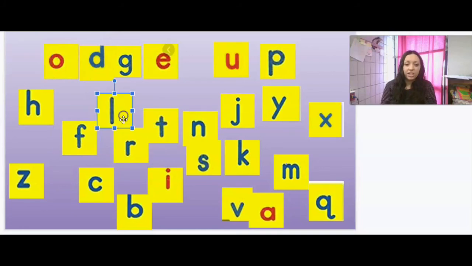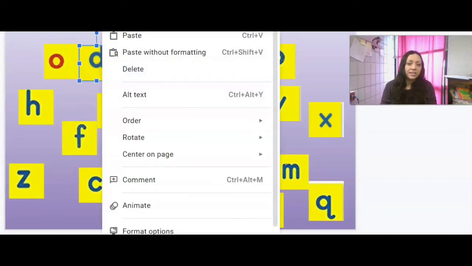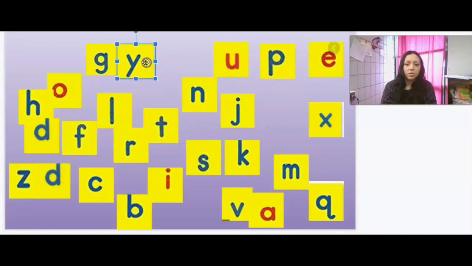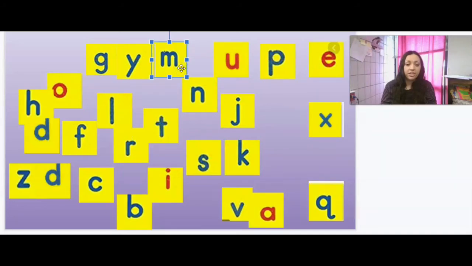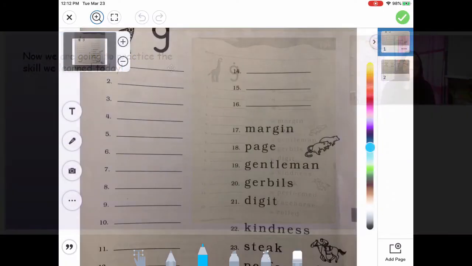What if I change it to an N? What would that be? You could even make a silly word. Nodge. Good job. What if I wanted to take another D and put it at the front of it? Now I have dodge, dodge. Very good. All right. And if I put G, Y, M, we're going to have gym. Very good. Now that we've made some words, we're going to go ahead and pull out our activity sheet so that we can practice coding words with that soft G.